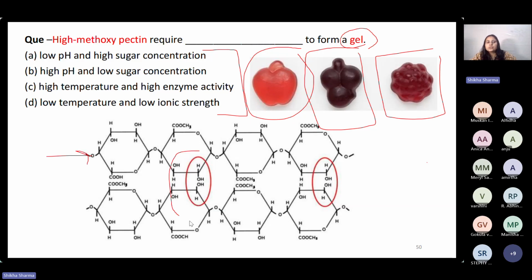And here we can see in the red region there is hydrogen bonding. These linear chains of pectin form the gel-like structure because of these hydrogen bonds. So we need to tell which condition is favorable for high methoxypectin to form a gel. A, C, and D. We have three answers.